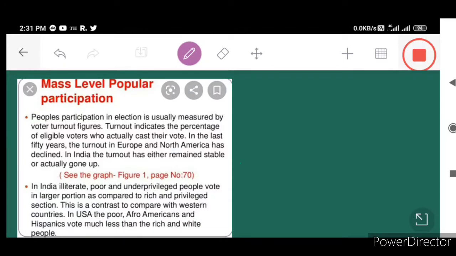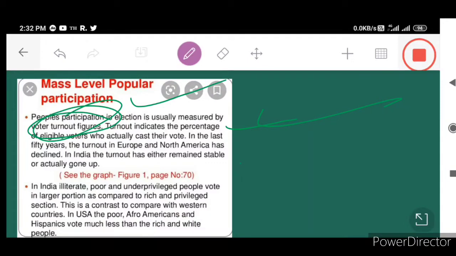So let's have a quick look at the screen. People's participation in elections is usually measured by the voters' turnout figures. Turnout indicates the percentage of eligible voters who actually cast their votes. Dear students, when we talk about people's participation in elections, it is highlighted by the turnout. What is the turnout in elections? Turnout indicates the percentage of eligible voters who actually cast their votes.